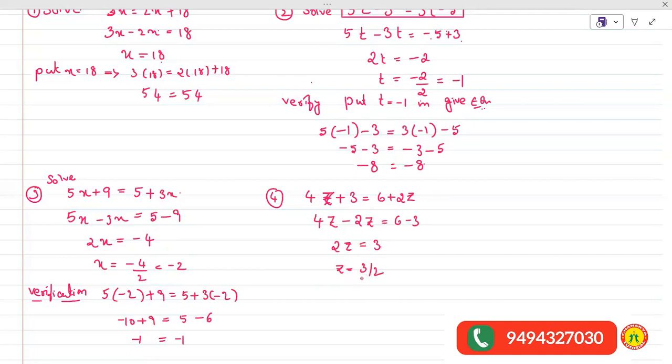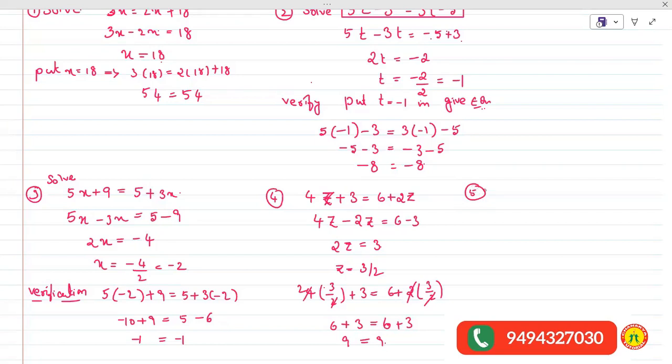Now we put the z value 3 by 2 in place of z in our given question. 4 of 3 by 2 plus 3 equals 6 plus 2 of 3 by 2. So 2 ones are 2, 2 twos are 4, 2 threes are 6. 6 plus 3 is equal to 6 plus 2. The 2s cancel, this is also 3. So it is 9 and 9. Yes, very good.